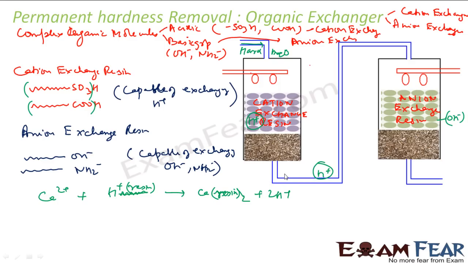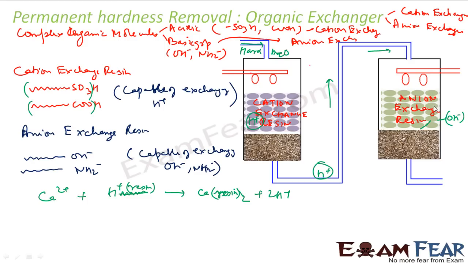Correct. So if it is, what do you call, chlorine, it will be Cl minus and SO4 minus, those things also will be here. So I will say this guy is H plus. And now this goes off here.